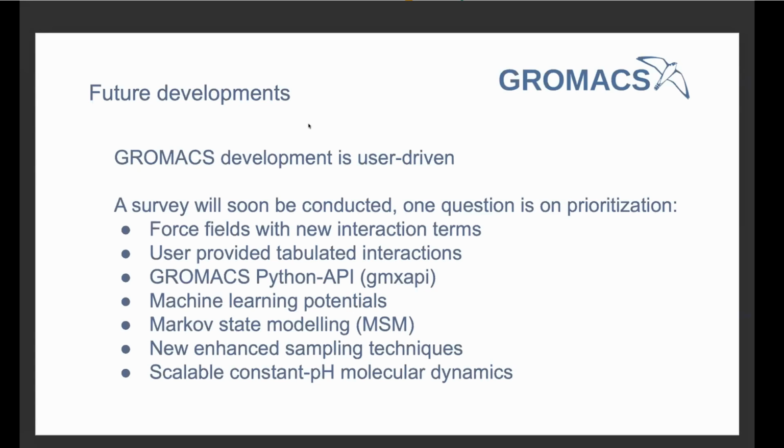Machine learning potentials are a very hot topic now, so that we need to consider. But of course, there are also many different options, so we need to see how to use our resources wisely. Markov state modeling has been popular and is something we are working on. So you need to see what things there we should have in GROMACS versus what things can be done with other tools. New enhanced sampling techniques, probably always of interest, and scalable constant pH molecular dynamics, of which we have a prototype running, but which still requires quite some effort to turn into production code. So that's the current list of things we have here that will end up in a questionnaire. Maybe we'll add some.